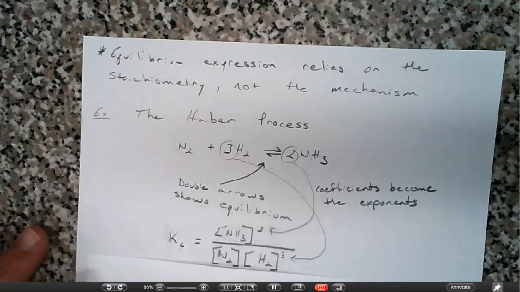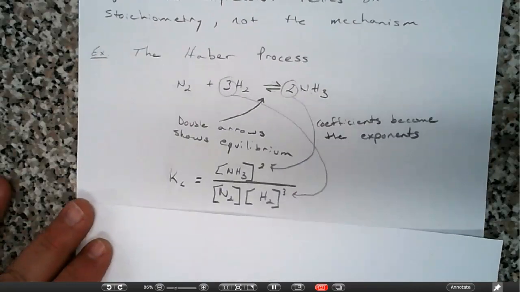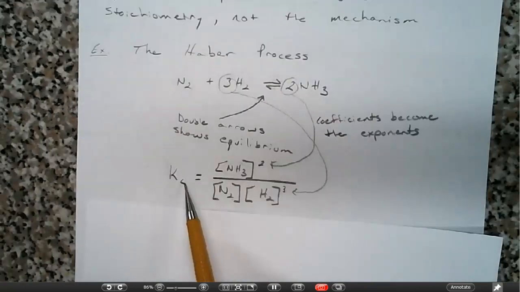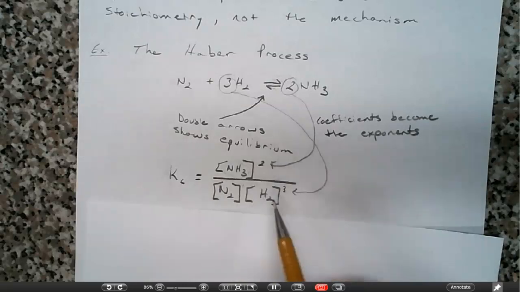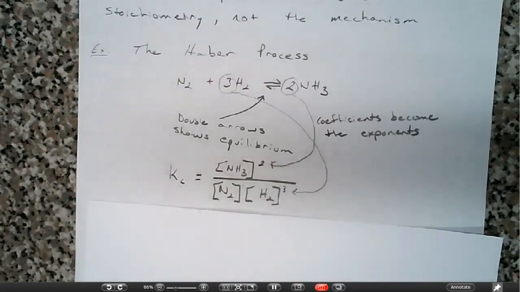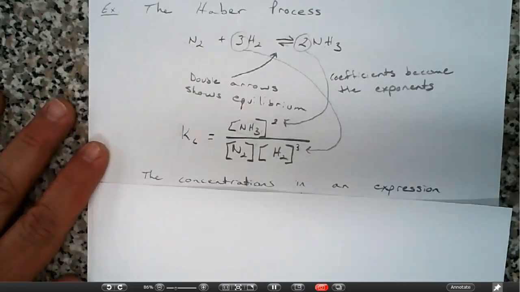There's that term again, so I'm going to write the expression. And here it is, the expression for the Haber process. It has the products, which is our ammonia squared, over our reactants. Nitrogen, it has to the first power, understood first power, and hydrogen to the third power. So don't forget those exponents. Cannot stress that enough. Because it is a mathematical operation, we cannot forget it.